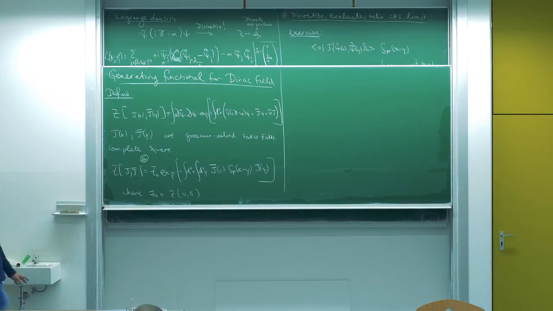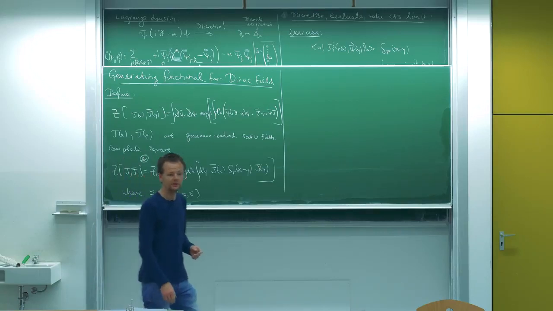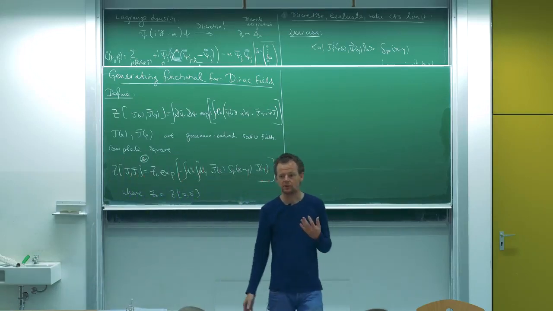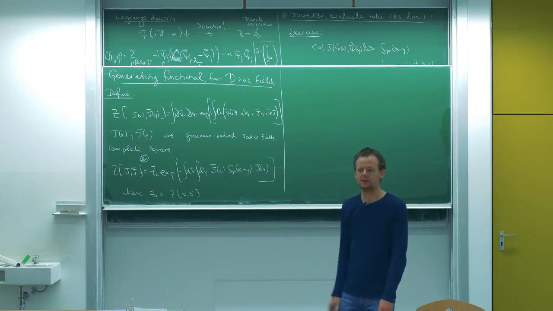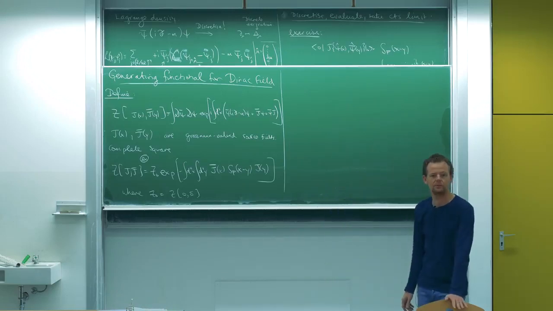So we have this generating functional. We've defined the path integral quantization for the Dirac field. We want to get endpoint correlation functions. Well, if you were to do things by canonical quantization, what we did last semester, you encounter the difficulty that you have these minus signs everywhere, right? We have a Wick's theorem for Dirac fermions.